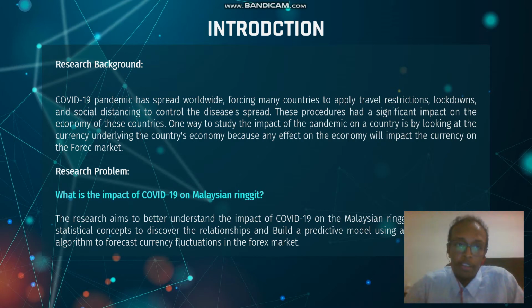The COVID-19 pandemic has spread worldwide, forcing many countries to apply travel restrictions, lockdowns, and social distancing to control the disease spread. This procedure had a significant impact on the economy of these countries. One way to study the impact of the pandemic on the countries is by looking at the currency underlying the country's economy, because any effect on the economy will impact the currency on the forex market.